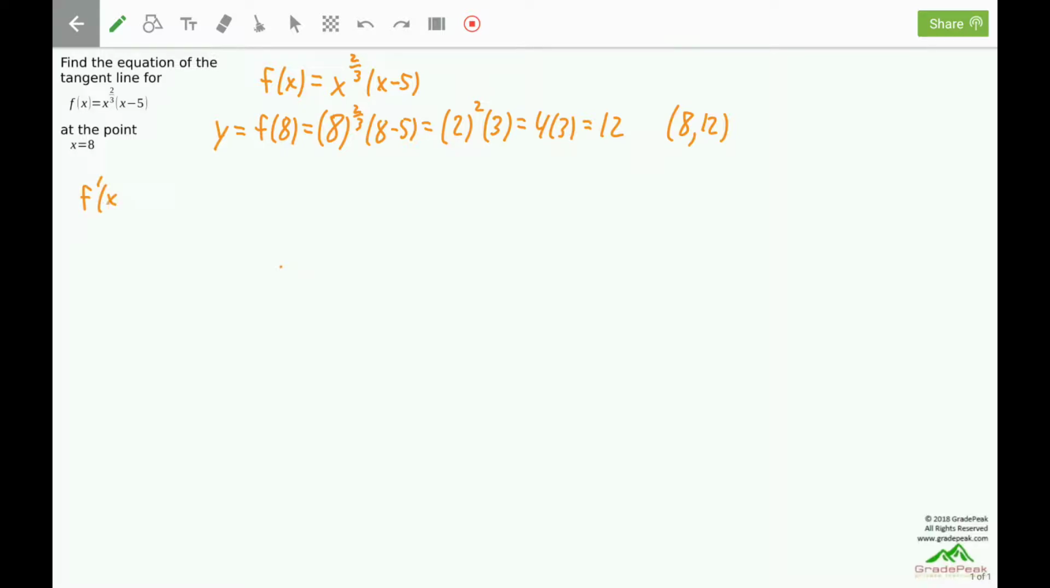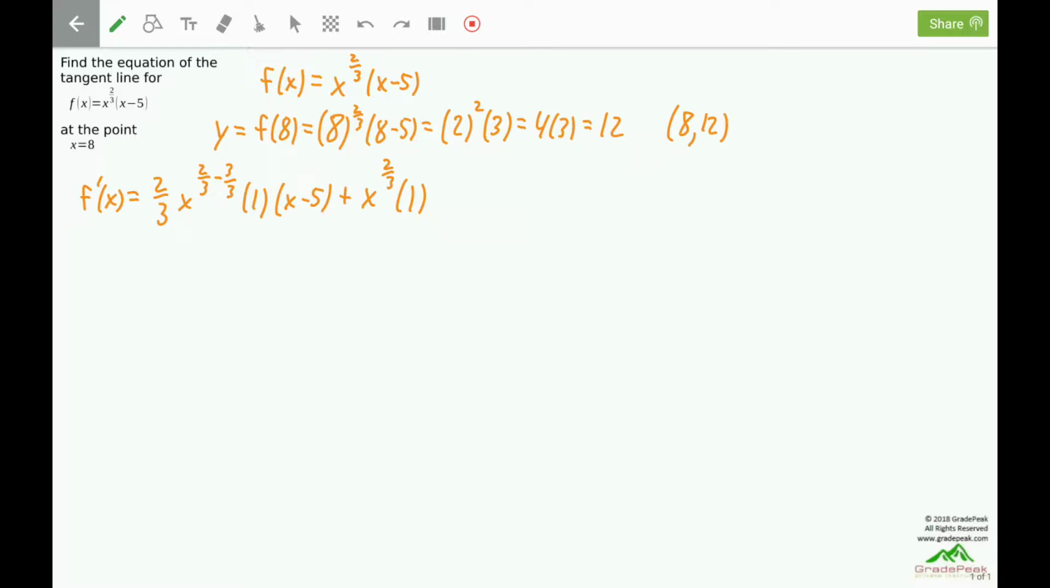So our derivative, f prime of x, will be the derivative of the first. That's going to be a power rule. Bring the power down, 2/3. Leave the inside alone. Subtract 1 from the power, I will call it 3/3, and multiply by the derivative of the inside to complete the chain rule. That'll just be a 1, times the second left alone, x minus 5, plus the first left alone, x to the 2/3, times the derivative of the second. The derivative of x is a 1, the derivative of negative 5 is a 0. So it'll just be a 1.